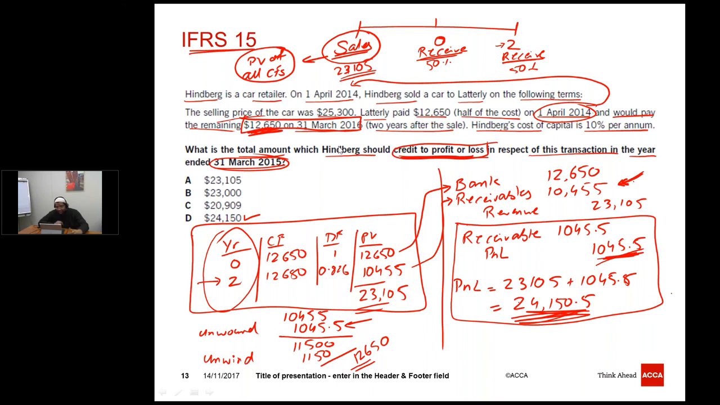So by the way, why are we unwinding the amount of 10455? Muhammad Unayan, I have discussed this in detail already. If we don't unwind this, the receivable will remain at 10455, but I'm going to receive 12650. So where would I record the difference at that point of time if I don't unwind? Yes, Nabil, you are right. Simran is saying 11500 is year 2. No, Simran, 11500 is year 1. 10455 is year 0. 11500 is year 1 and 12650 is year 2.